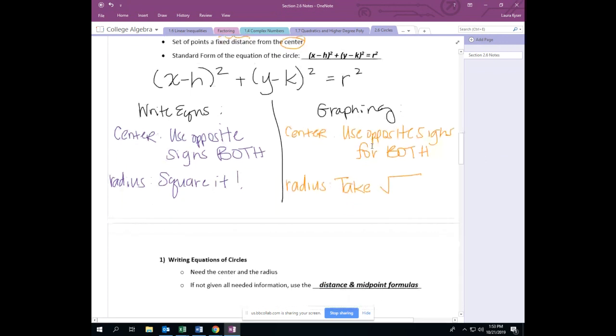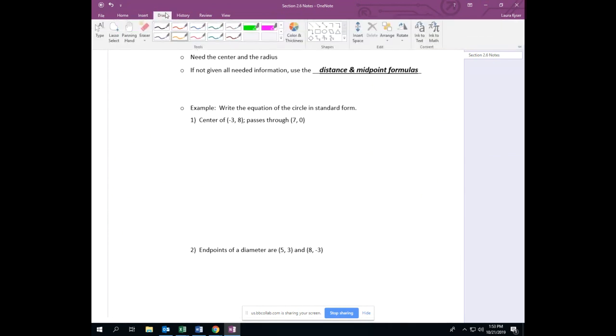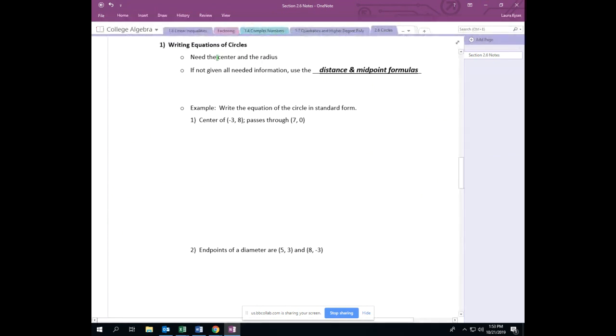So let's see. Writing equations of circles. Now, every time we write an equation, we've got to have the center and the radius. Those are the two key pieces that go into the formula. If we are given one or both of them, then fantastic. If we are not given the pieces of information, then we are going to have to find whatever is missing. And to do that, we're going to use distance and midpoint formulas in some form or fashion.